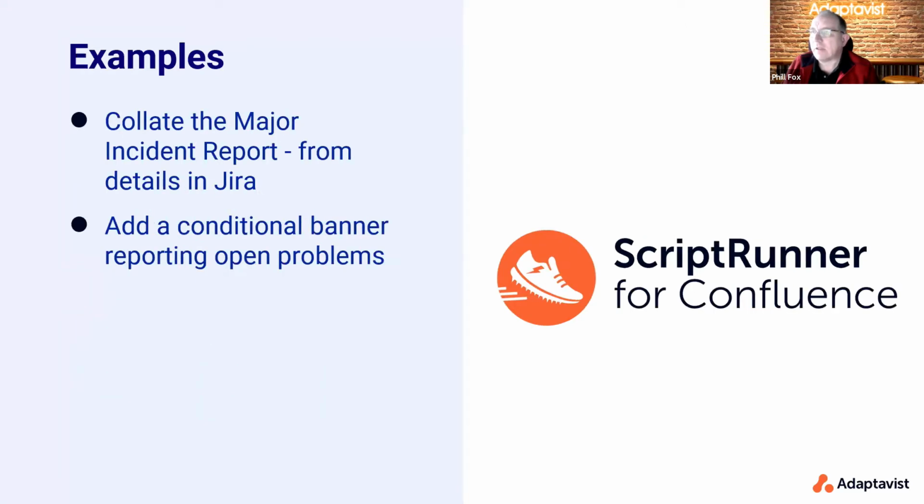That links nicely into what you can do with ScriptRunner for Confluence, where you can have a script that collates the major incident report, pulling the details from Jira upon that action being triggered in Jira. Another example, which is a really common one which is used, many of you will be familiar with Status Page and the messages that go on Status Page, but did you know you can also do a conditional banner that reports open problems in Confluence, pulling that information from Jira? Again, it's used with ScriptRunner for Confluence.